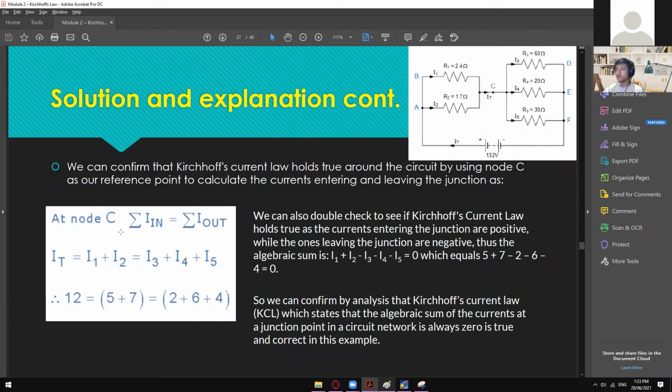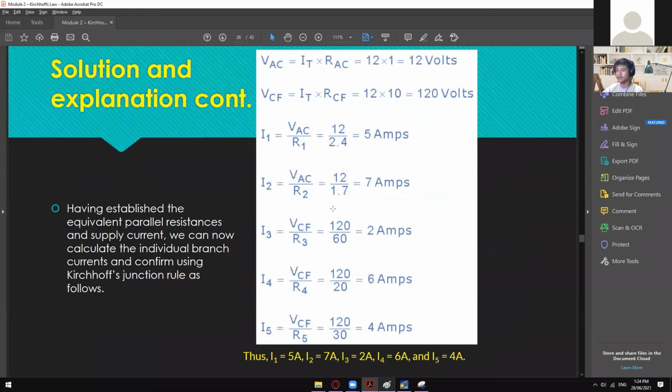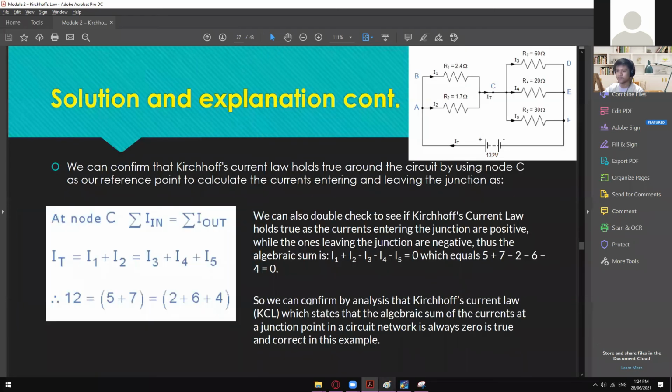So you can have this one. Okay, so I total is equal to I1 plus I2, which is this one, or you can have the I total is equal to I3 plus I4 plus I5, which will be coming from here. Okay, so I1 plus I2, 5 plus 7, so that's equal to 12. So that's actually correct for the values of I1 and I2. How about the I3 and I4 and I5? So 2 plus 6 plus 4 is also equal to 12. So with that, you have already verified that your values of your I3, I4, and I5, and then I1 and I2 is actually correct. Okay, just by using the Ohm's law in here. And then this one is with the use of the KCL.